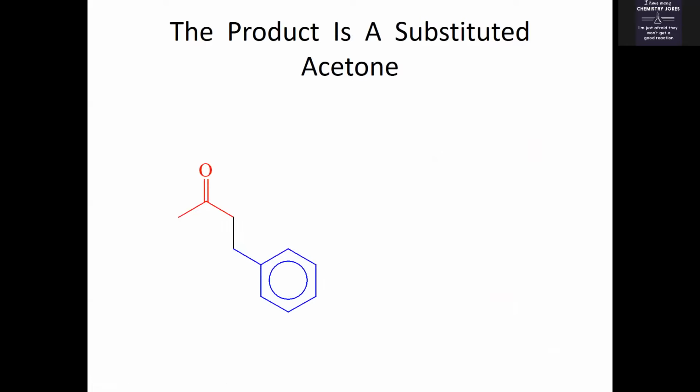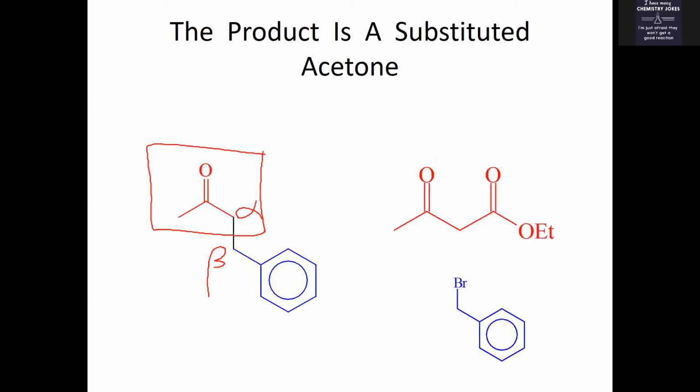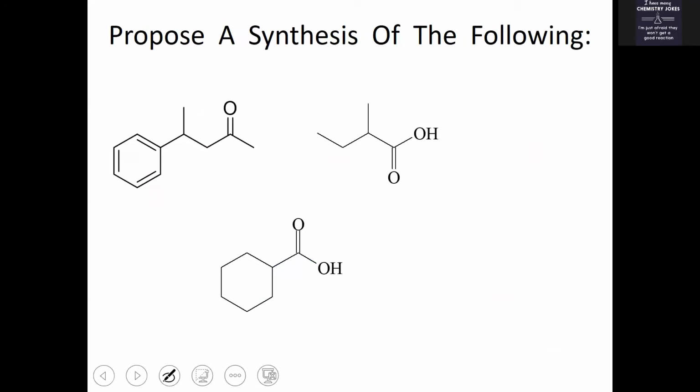So this is my acetone. We made a new alpha beta bond. The alpha was there from the acetoacetic in the beginning. The beta was brought in from your good SN2 substrate. Let's walk through this first synthesis together. Maybe you should try those others on your own.